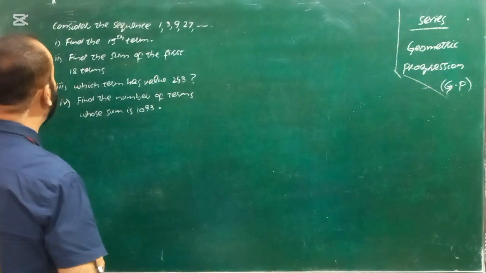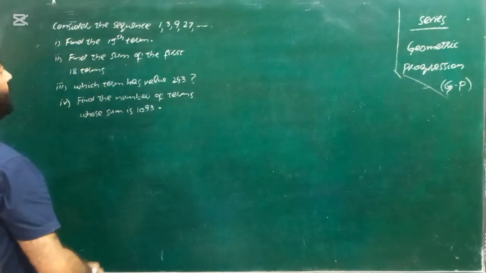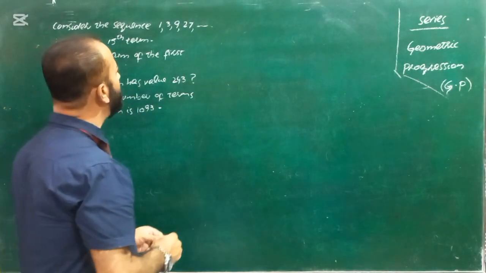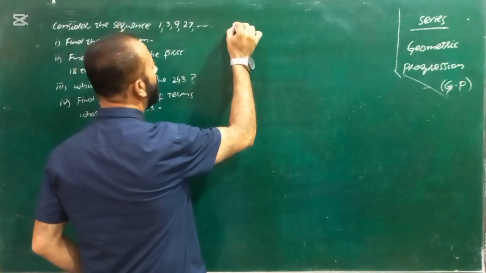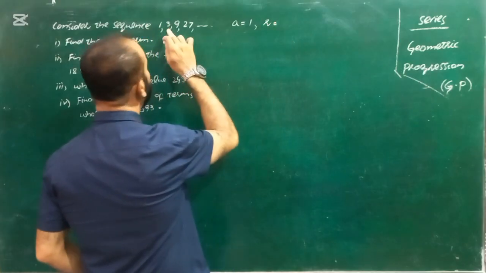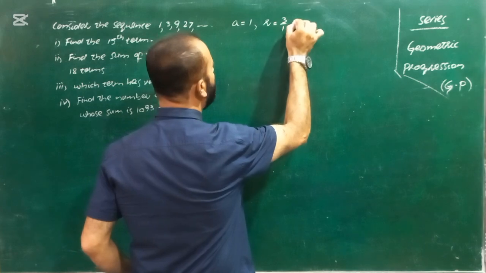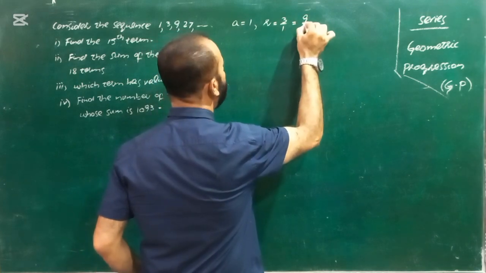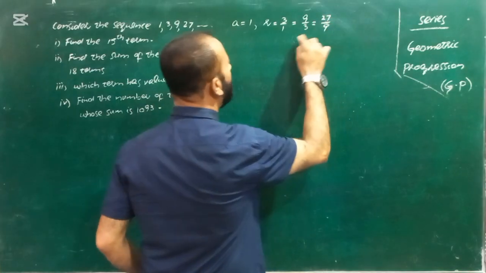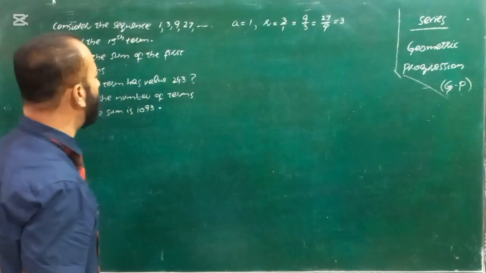Here is a question. The statement is: consider the sequence 1, 3, 9, 27 and so on. Find the 15th term and so on. Some other requirements are also there. If you look at the sequence, the first term is 1 and the ratio is 3, as you can see for every two consecutive terms. You can see 9 by 3, or 27 over 9, so the ratio is 3. So this is a geometric progression.